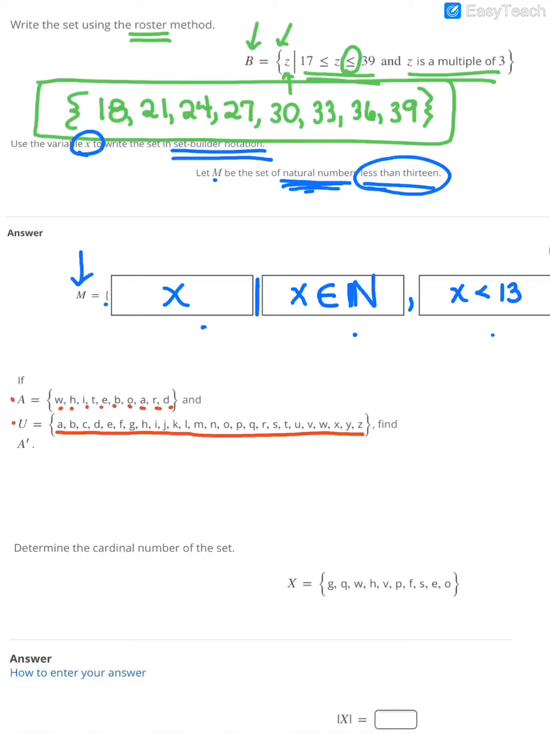So they are asking me to find what's called the complement of A. So when you see what looks like an apostrophe, that's not actually what it means in set notation. It means complement. And complement means what is missing or what is not in the set.